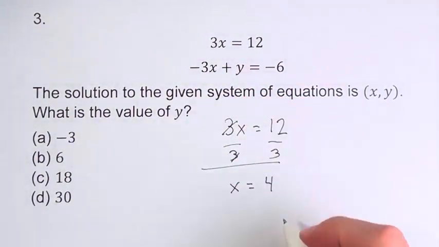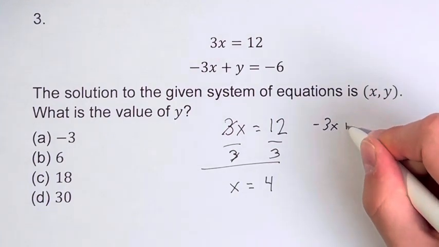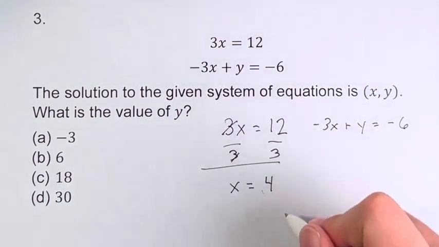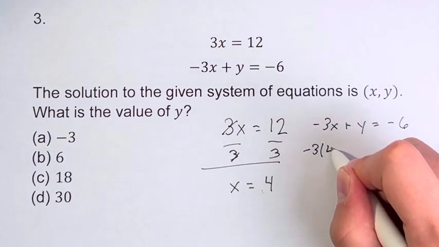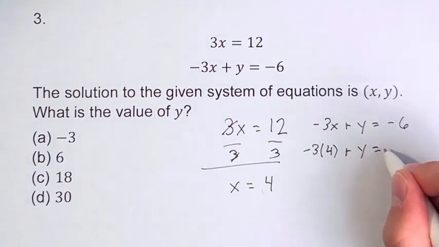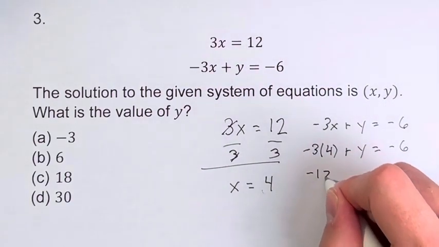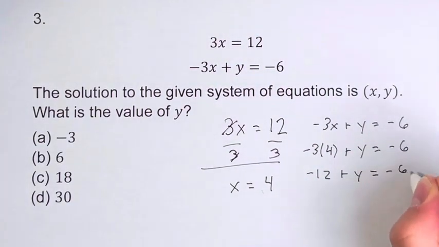So we have negative 3x plus y is equal to negative 6. And we're going to plug in 4 for x. So we get negative 3 times 4 plus y is equal to negative 6. Negative 3 times 4 is negative 12 plus y is equal to negative 6.